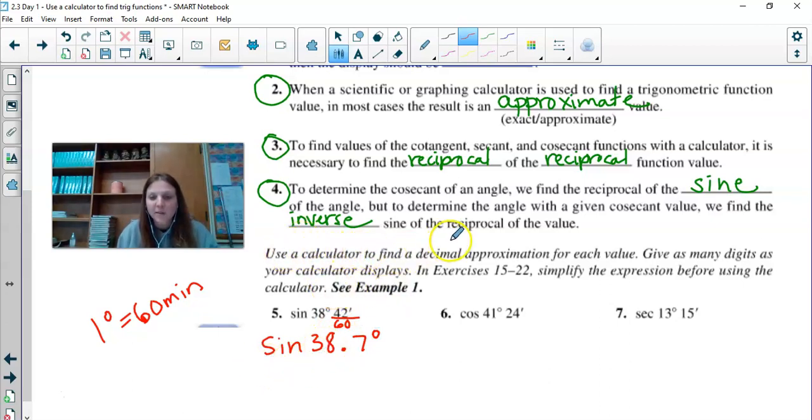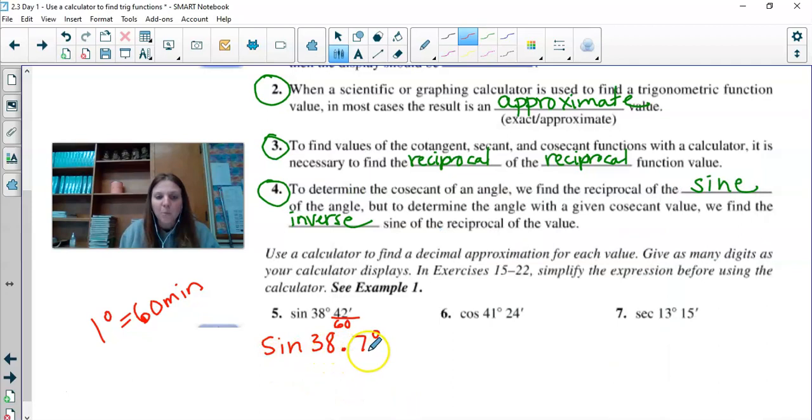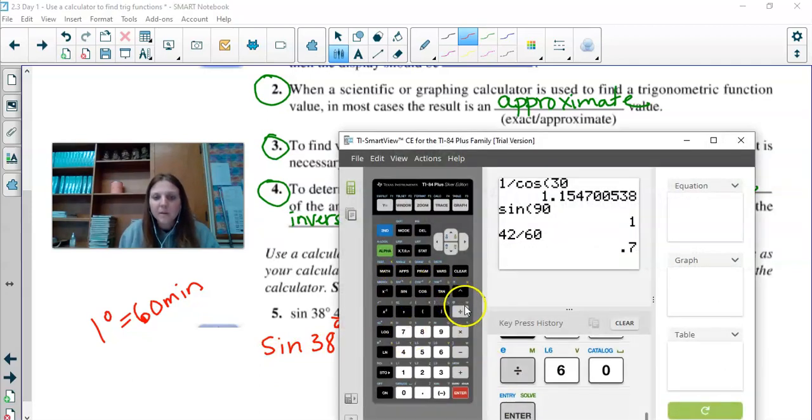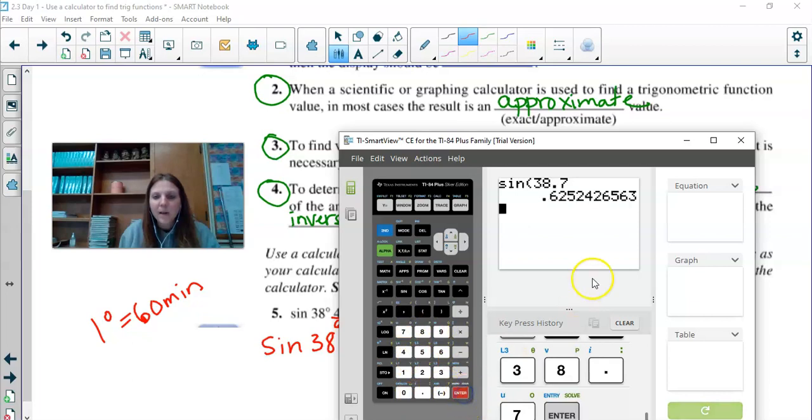Use a calculator to find decimal approximations. Give as many digits as your calculator displays. No, we're going to do 6, just like we did in the example. Okay, so we're going to find the sine of 38.7. Clear? Okay, I'm going to do the sine of 38.7. And we're going to count 6 decimal places. 1, 2, 3, 4, 5, 6. Notice this is a 2, but it's directly followed by a 6. So you need to round this 2 up. 625, 625, 2, 4, 3.